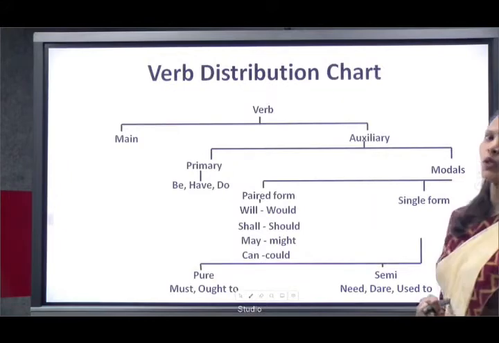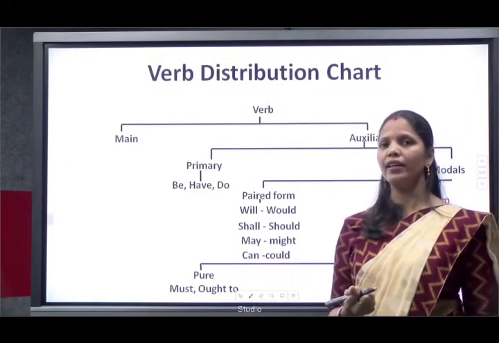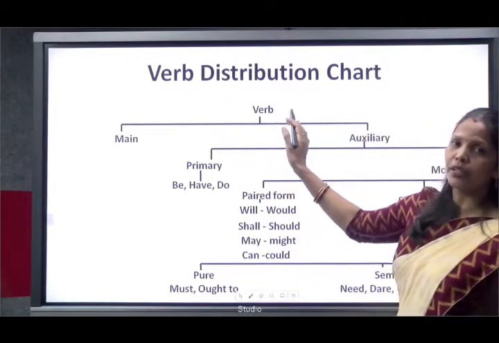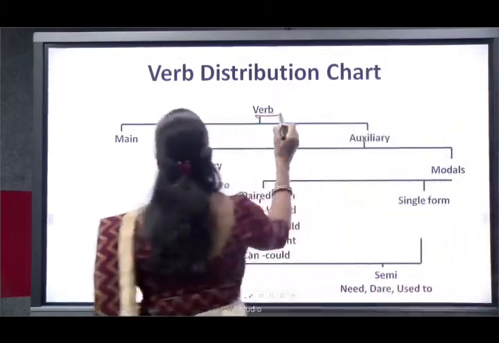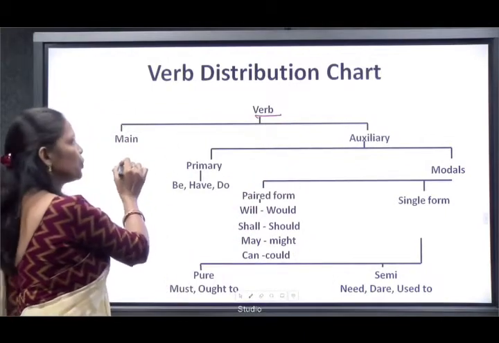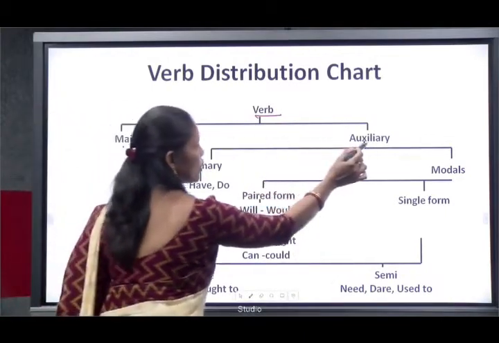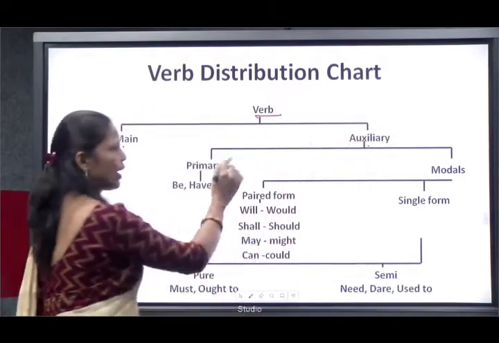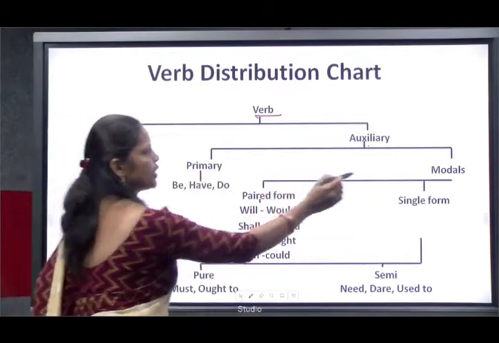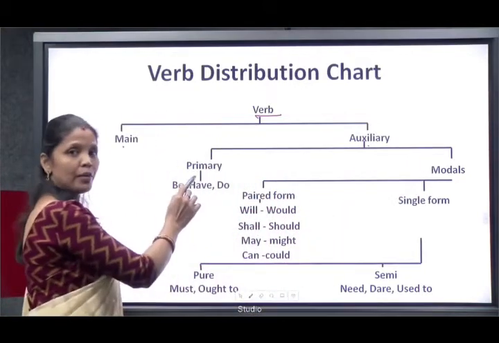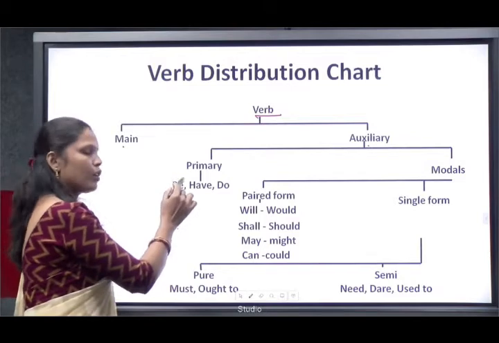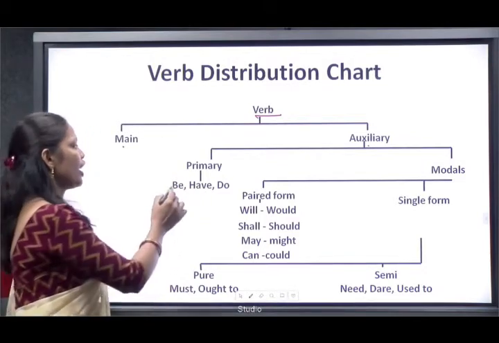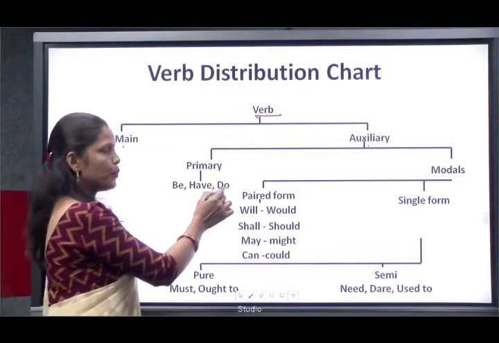Okay, so let's see how we can divide the verbs. Verb distribution chart. Here the verb is divided into two parts: main and auxiliary, which we are going to deal with. Auxiliary is again divided into two parts: primary auxiliary and modal auxiliary. Primary auxiliary has three types: be, have, do.